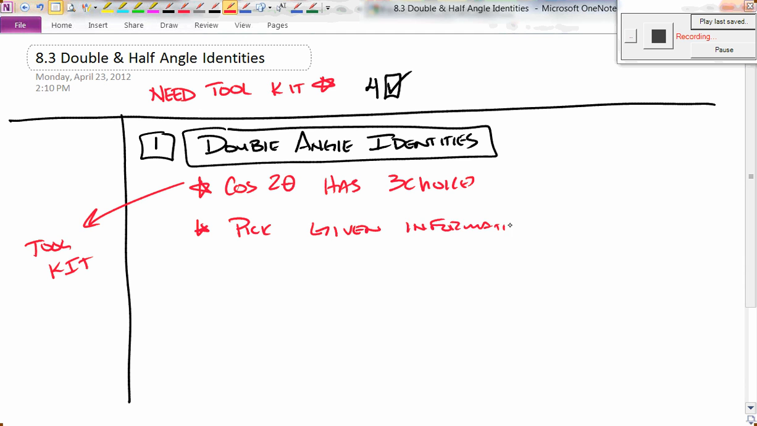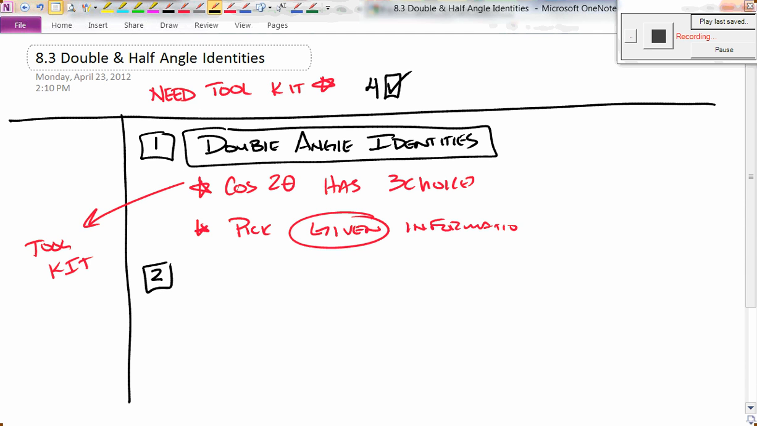I'll explain what the given part means in the next little segment. So I just want to point out that we're going to be talking about the double angle identities on our toolkit. The cosine of 2 theta has three choices, and the one that you pick is the one that has the given information given to you in the problem. I'll do an example of that to show you what I mean.